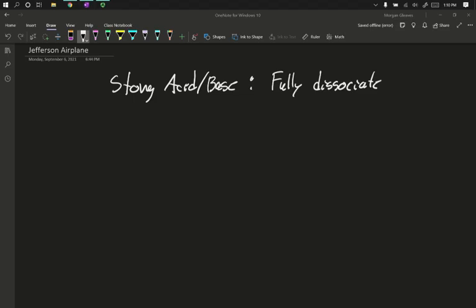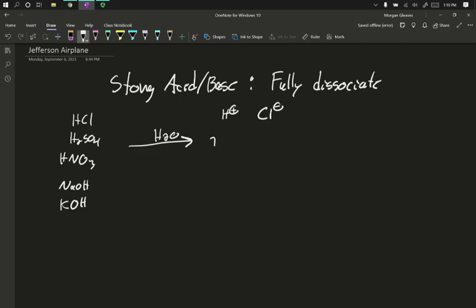This just means that when you add a strong acid or base, so HCl, H2SO4, HNO3, a selection of strong acids, or things like NaOH, potassium hydroxide, for some strong bases, when these go into solution, they completely separate into their ions. So you get H plus and Cl minus, or you get two H pluses and a sulfate. For your hydroxides, you get a sodium plus and a hydroxide, or potassium plus and a hydroxide.